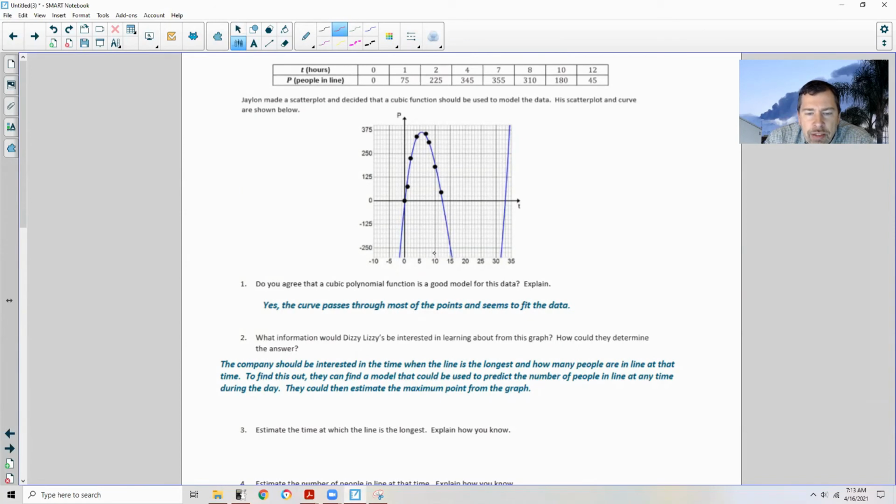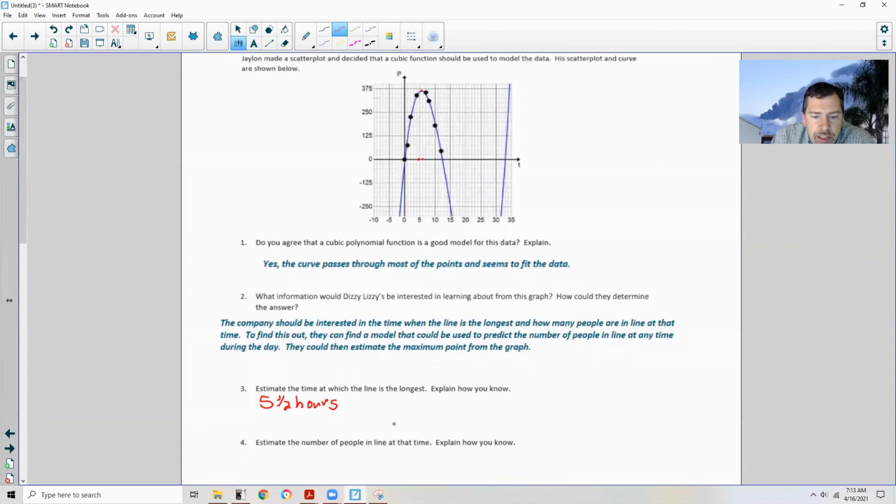Okay, so estimate the time at which the line is the longest. That's when there's the most people in line. Well, that is going to be right there. So when I put a dot there and I come down here, here's 5 right here. This is 5 hours. And this is 6, 7, 8, 9, 10. These are 1 hour increments, and this falls halfway in between. So I would estimate it'd be approximately 5 1/2 hours. There is the longest line. How do you know? That is where the graph reaches its maximum. Okay.